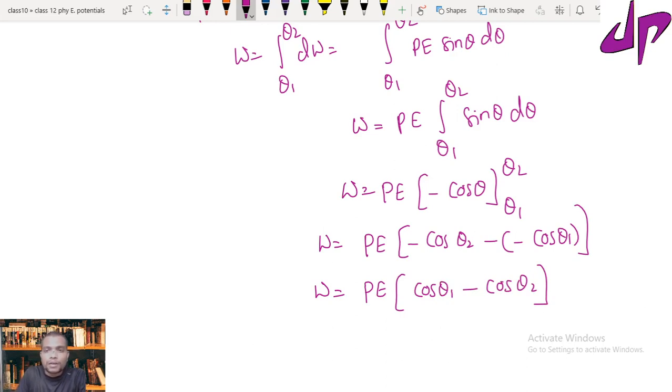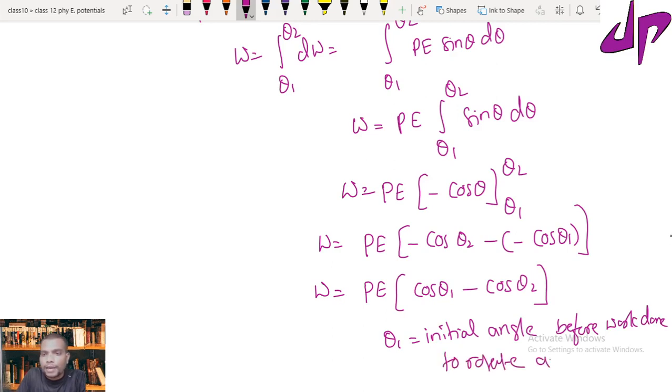So here θ1 is the initial angle before work is done, and θ2 is the angle to which it is rotated. So this is the work done formula we can get for an electric dipole in an electric field.